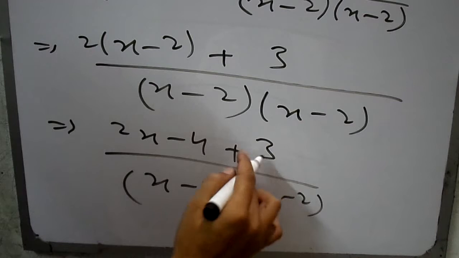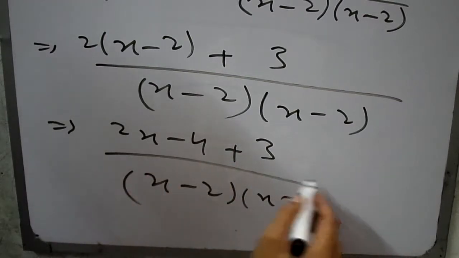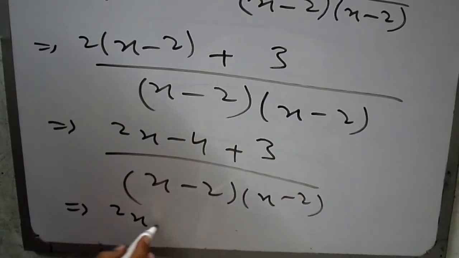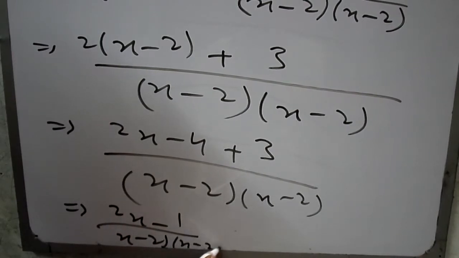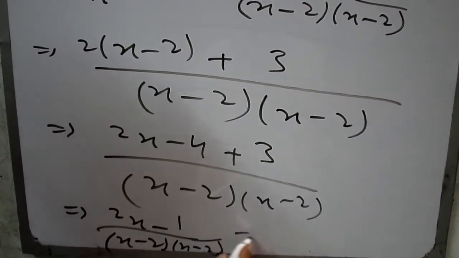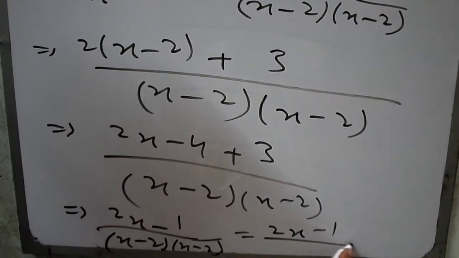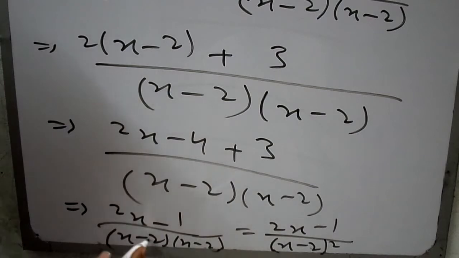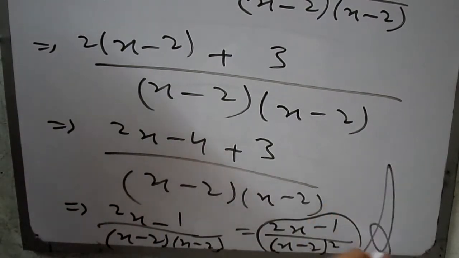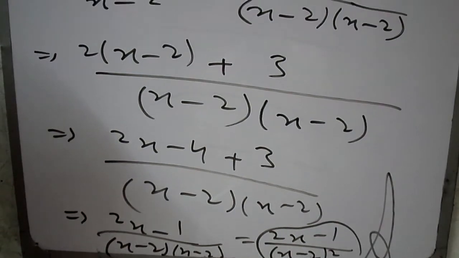It will be cancelled 1, but 1 term remains here, so multiply with the denominator, so what will you get? 2x minus 1 divided by x minus 2 into x minus 2. So you can say that 2x minus 1 divided by x minus 2 whole square, because in multiplication powers should be added, so you will get this. So that is your result. Coming to the next part.